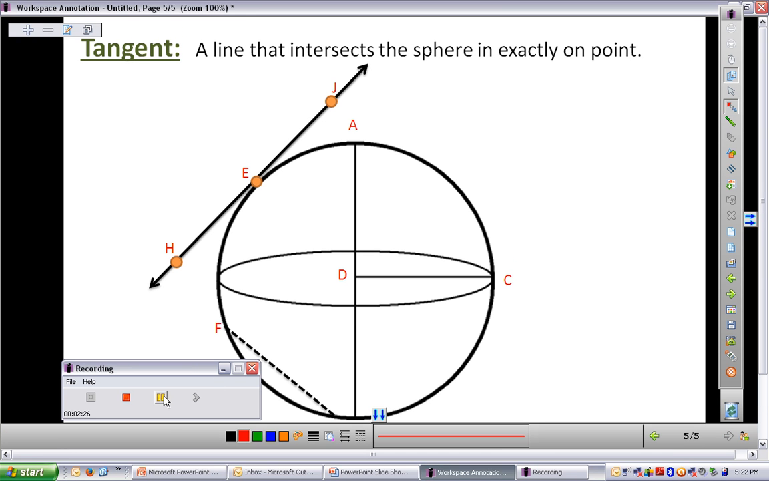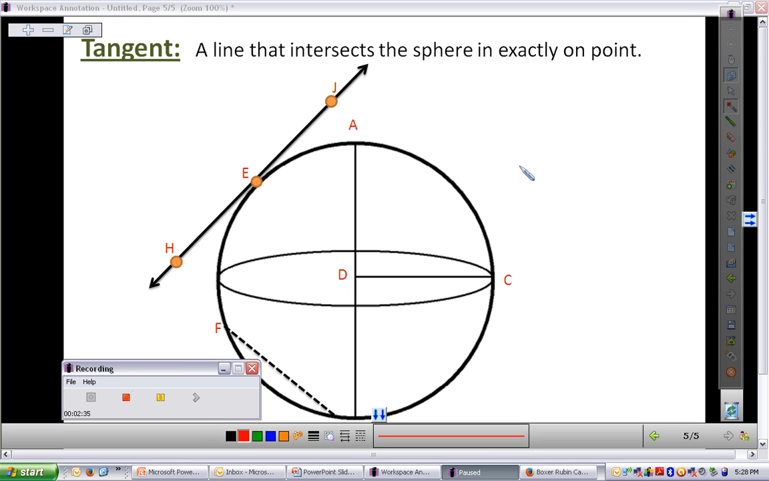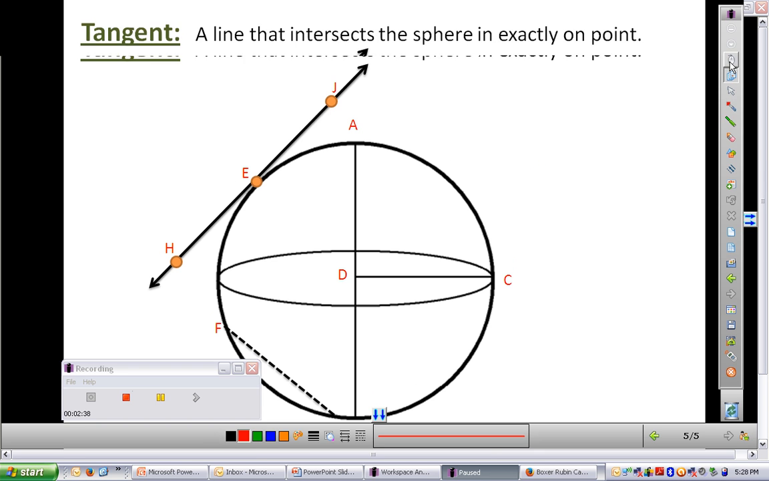A tangent. Here's a tangent. You can see there it's a line that intersects the sphere in exactly one point. We'll spend more time with tangents when we get into circles, which is the next chapter. So let's just move on from that.